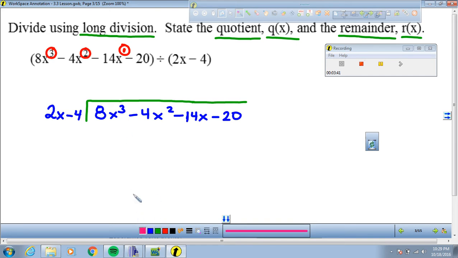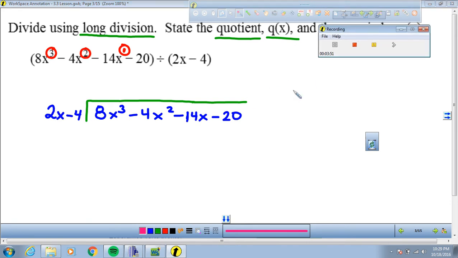So what's the process of long division? You're going to start by saying, okay, the first term on the outside, 2x times something, has to equal the first term inside of my division house. So this is like the question right now: 2x times something equals 8x to the third. So you have to think, 2 times 4 is 8. X to the first times x to the second power would give me x to the third. So what I need is to put a 4x to the second power on top of my division house.